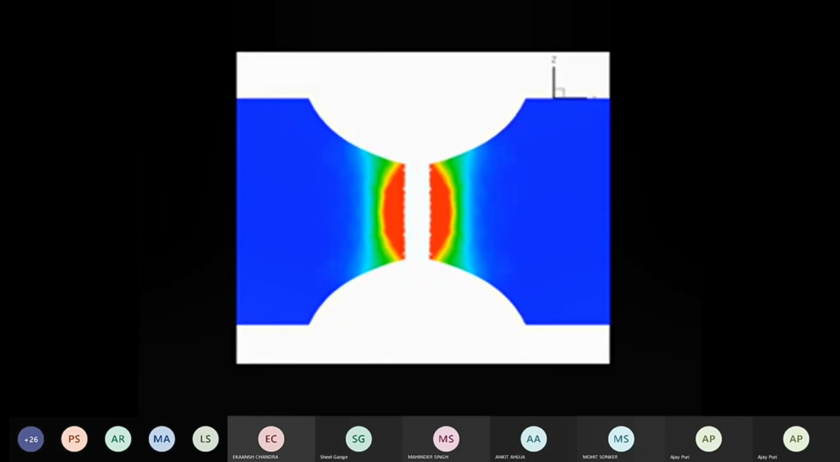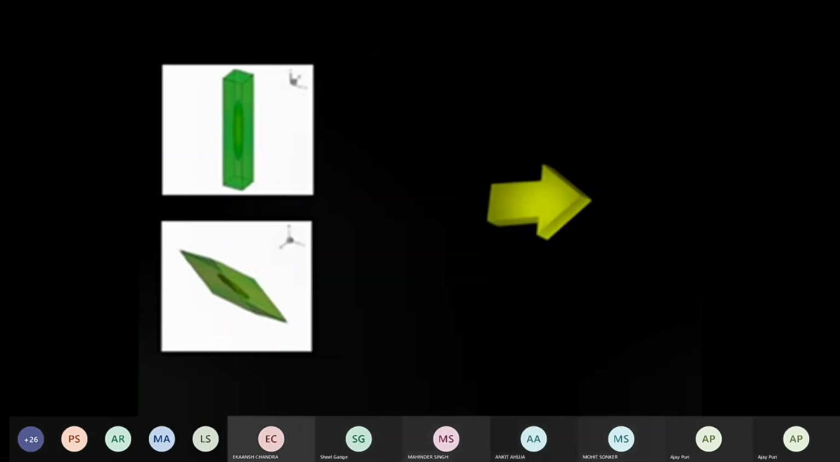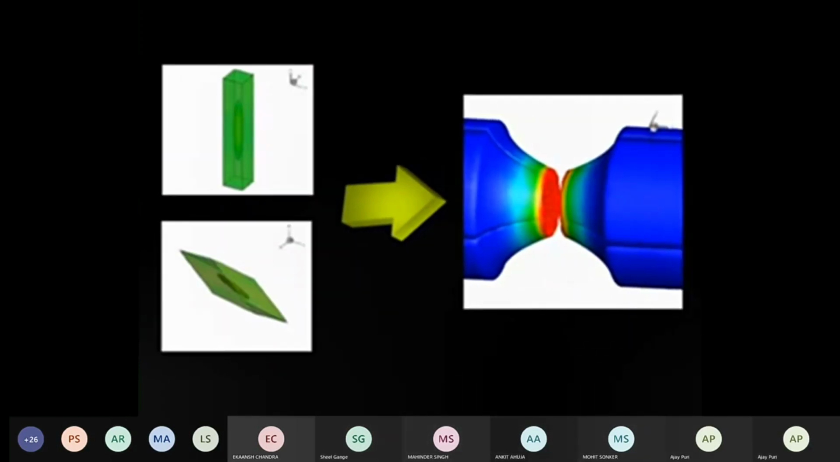No, they are showing a ductile fracture. Sound is not coming. I'm trying the sound, but there is a problem. No sound coming up.